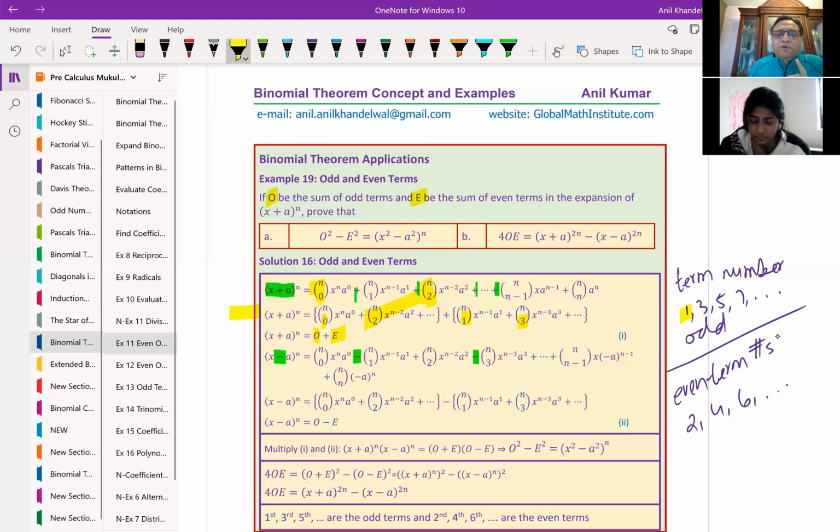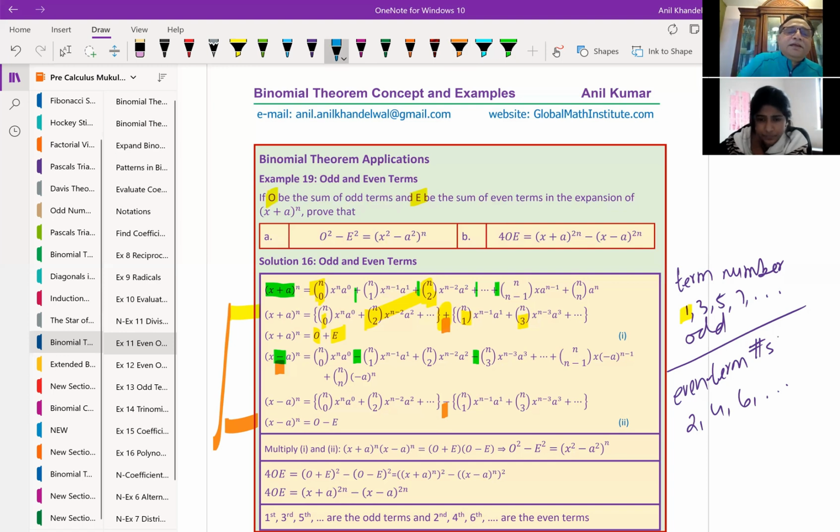Now, when we are talking about x plus a to the power of n, everything is positive because this sign here is positive, right? However, if we talk about x minus a to the power of n, we have the series of odd minus even because of that negative sign associated with the even terms. And therefore, the expansion of x minus a to the power of n is basically odd terms minus even terms. Now, clearly, if I add these two, what will happen? The even terms will cancel. You'll get twice the odd terms.